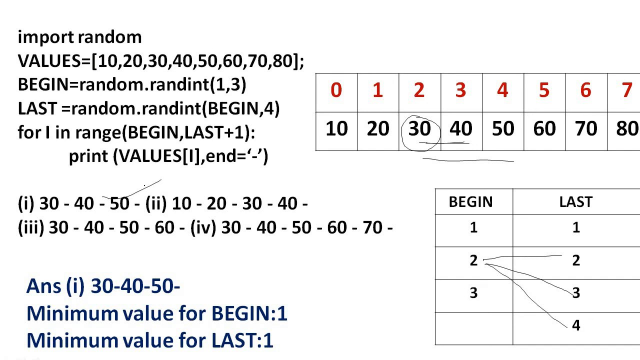Tick it. Then go for begin equal to 3. What is there at index 3? It is 40. See the options. We have no option which starts with 40. So the answer is first one.